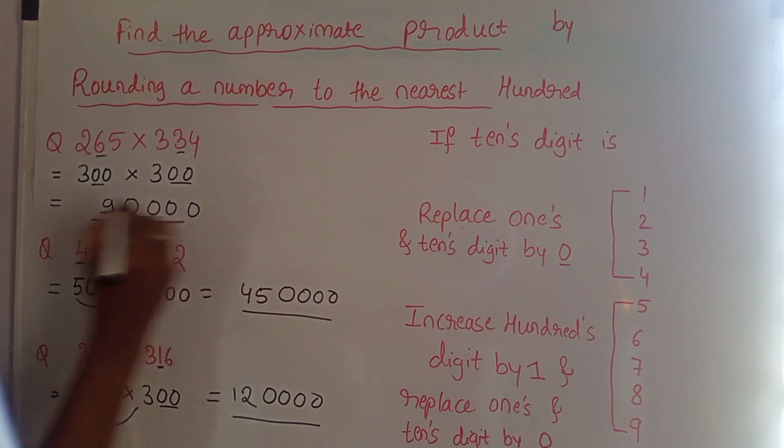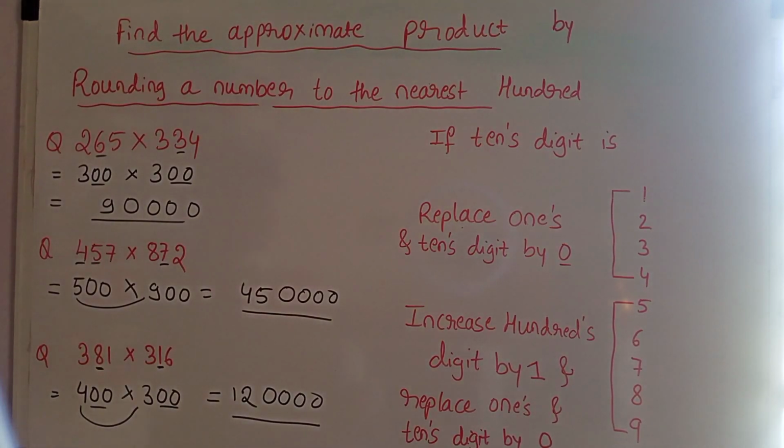This is how we have to find the approximate product by rounding a number to the nearest 100.